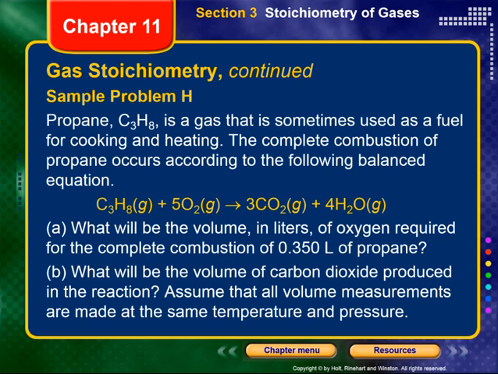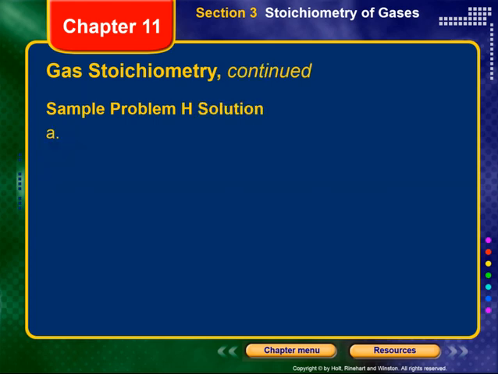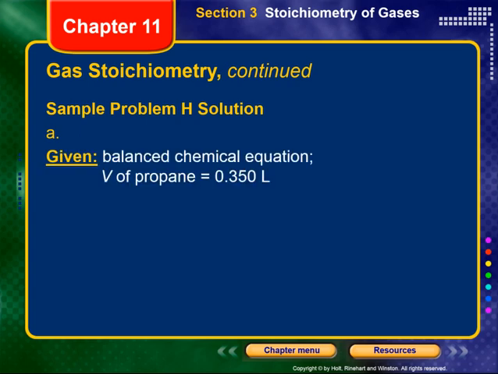First question, A. What will be the volume in liters of oxygen required for the complete combustion of 0.350 liters of propane? Second question, B. What will be the volume of carbon dioxide produced in the reaction? Assume that all volume measurements are made at the same temperature and pressure. Again, temperature and pressure have to be the same in order for Avogadro's law and Gay-Lussac's law of combining volumes to apply. Well, let's take a look at how we're actually going to do this.